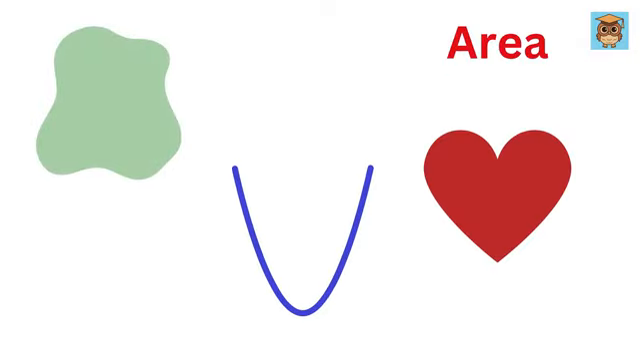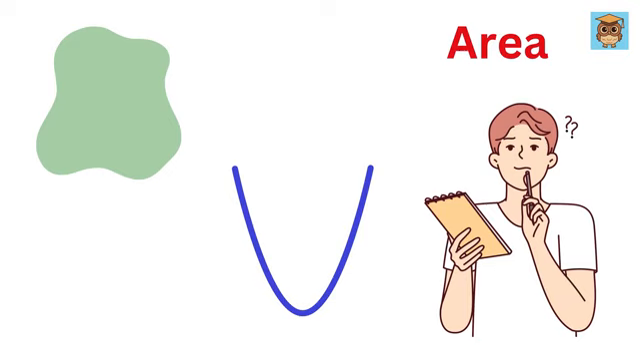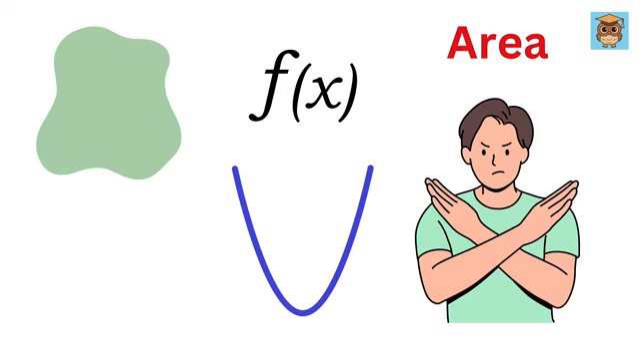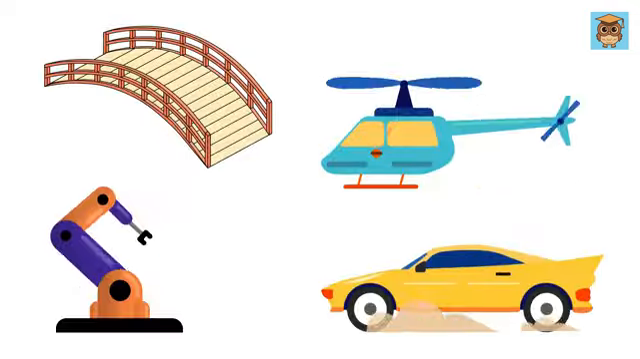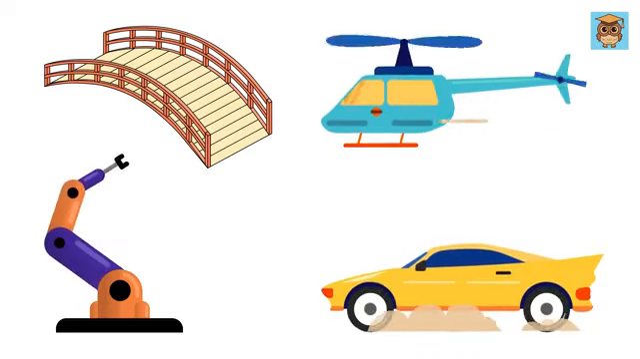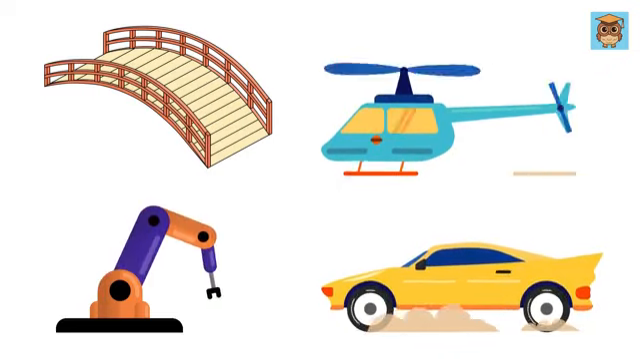But what happens when the shape isn't so simple, like a curve? How do we calculate areas in those cases? We don't have a direct formula for those cases, and this is where calculus comes into the picture. Real-world problems often involve more complex shapes that don't have straight edges.